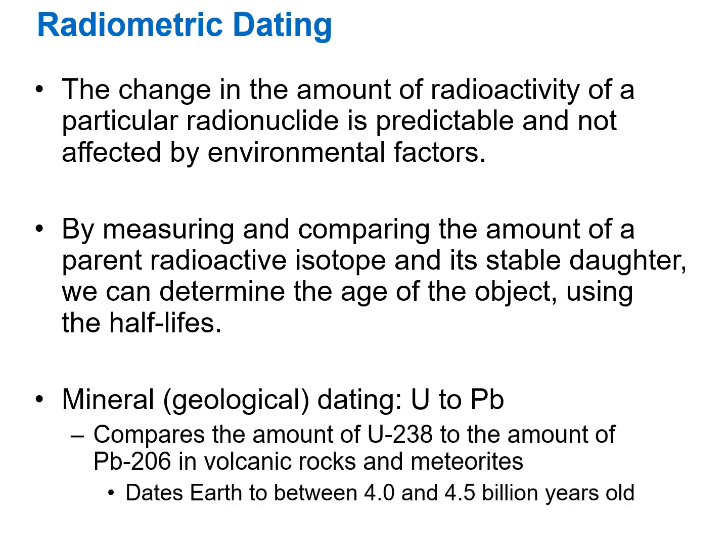We can use this to look, particularly with uranium and moving into lead. And so what it would do is compare the amount of uranium-238 to the amount of lead-206 in volcanic rock and meteorites. And when we use those, we figure that the Earth is somewhere between 4 and 4.5 billion years old.